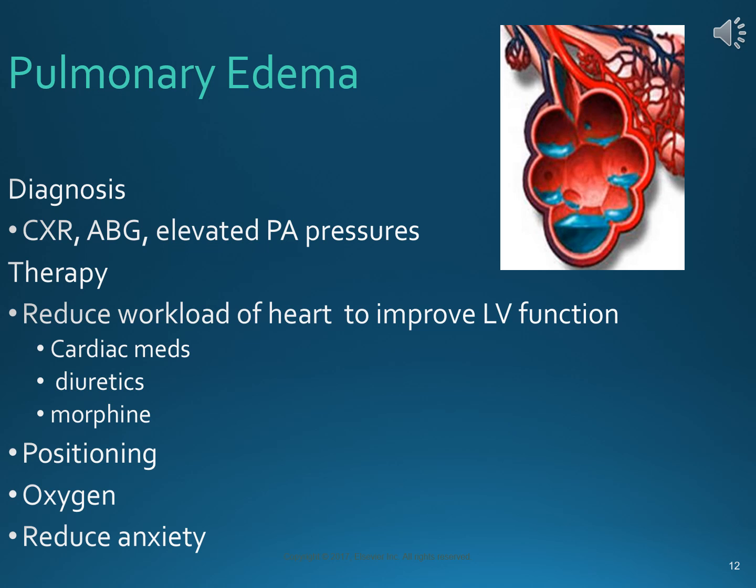Therapy, you basically want to concentrate on reducing the workload of the heart to improve your left ventricular function, reduce the pressure in the left ventricle, and therefore reduce the pressure on the pulmonary vasculature. So cardiac meds such as inotropic medications, DIG cardiac glycosides, diuretics to decrease the fluid overload. Morphine can actually be helpful. It can dilate the pulmonary vasculature and help with the dyspnea.